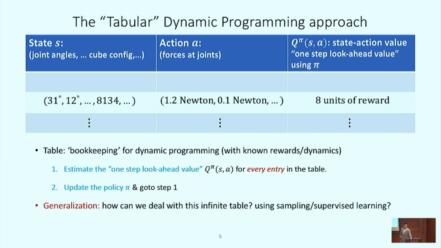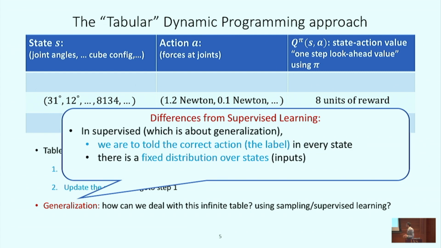Of course, this table is infinite, and we might not even know the dynamics in the world. There's a question of how do we handle this infinite table? Often we're appealing to various sampling or supervised learning approaches. So what are the differences from supervised learning? Well, in supervised learning, we're basically told the correct action. So in that last table, someone's just going to tell us this is correct or not. And we're given a distribution over states in supervised learning, whereas in RL, the distribution over the states is going to be determined by the current policy we're executing.